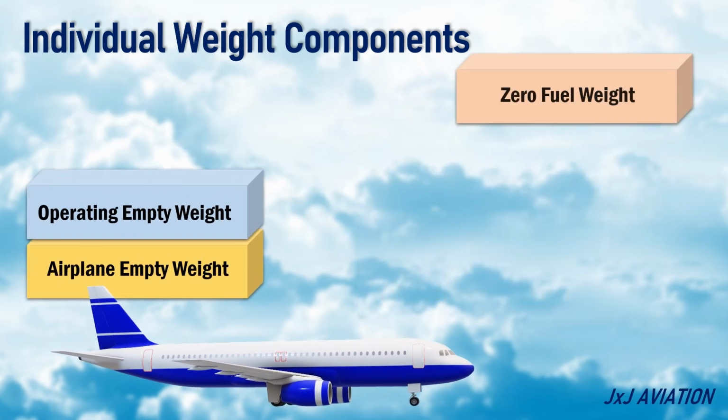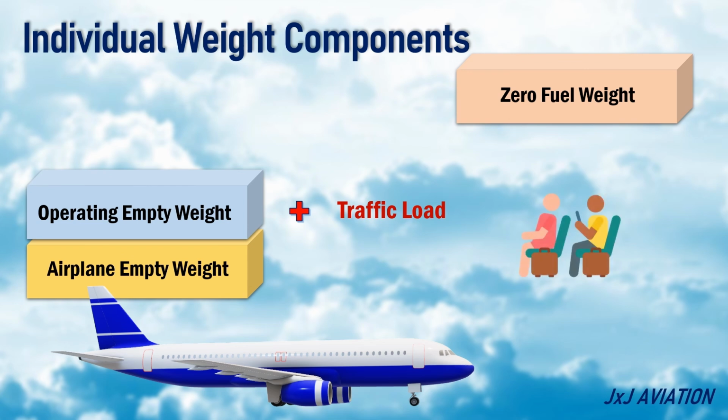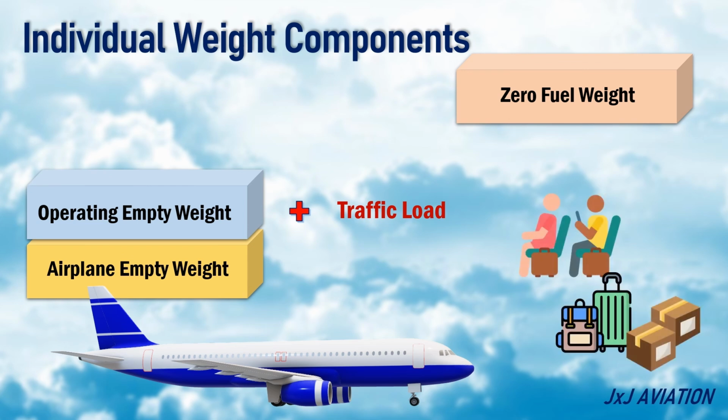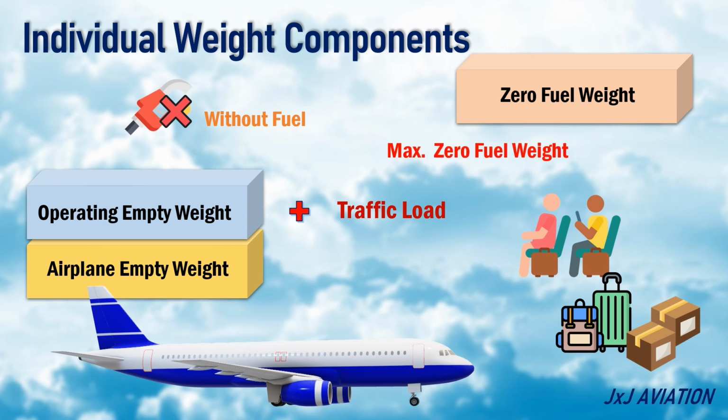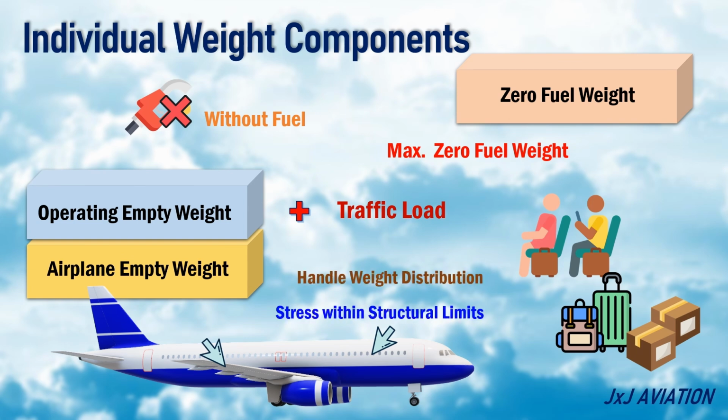Zero fuel weight. If we add the total traffic load to the operating empty weight, we get the zero fuel weight. Traffic load refers to the passengers and the cargo on board the aircraft. This is the complete weight of an aircraft without any fuel. Each aircraft has a specific maximum zero fuel weight. This ensures the aircraft's fuselage and wings handle the weight distribution and the stresses are within the structural limits.